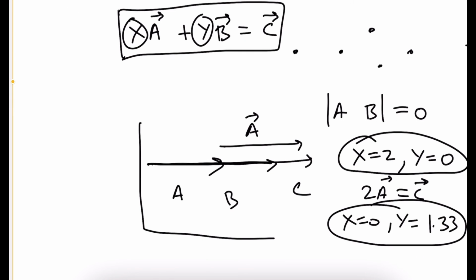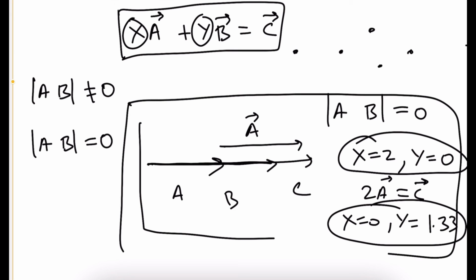So the final conclusion is that if the determinant of A and B is not zero, you'll have one solution. If the determinant of A and B is zero, then you can either have infinitely many solutions, like this case, or you can have no solution, like the one we saw where C was a point that did not lie on these two vectors.